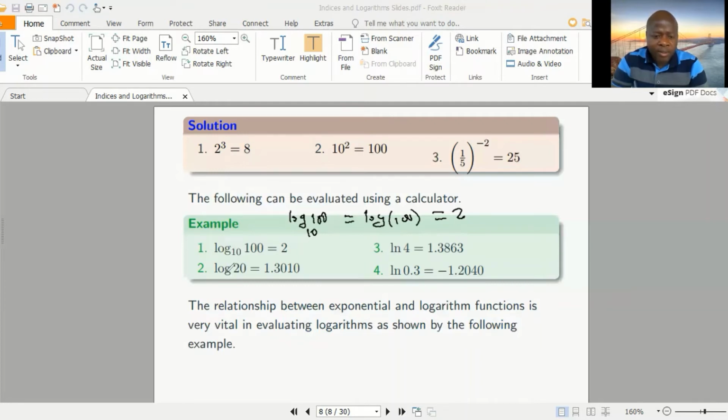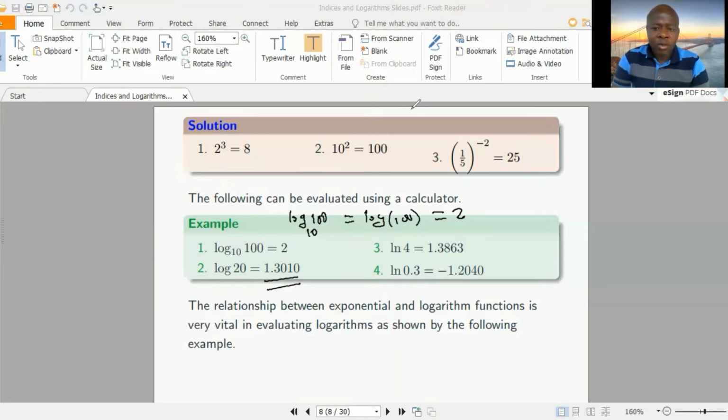And the same to this. We know the base here is 10. It is silent here, so we say therefore it's 10. But your calculator can do it the way it is. Just press log, then brackets 20, close the brackets, equals. Your calculator should be able to give you this.